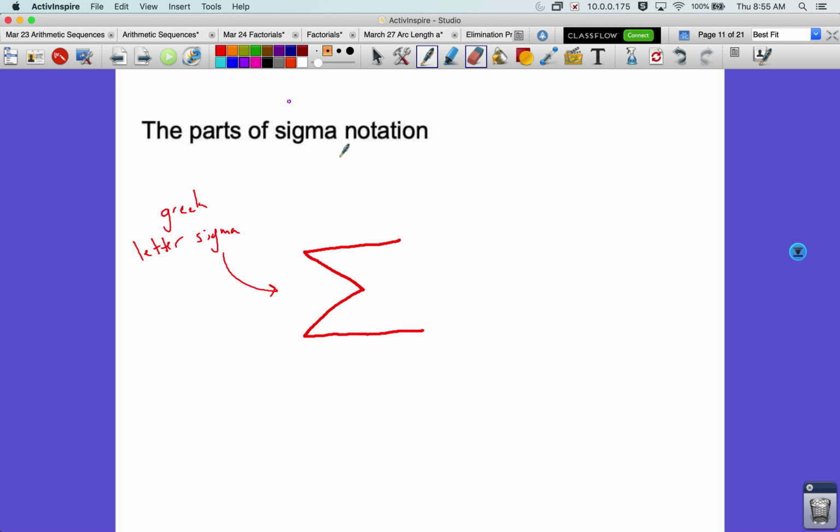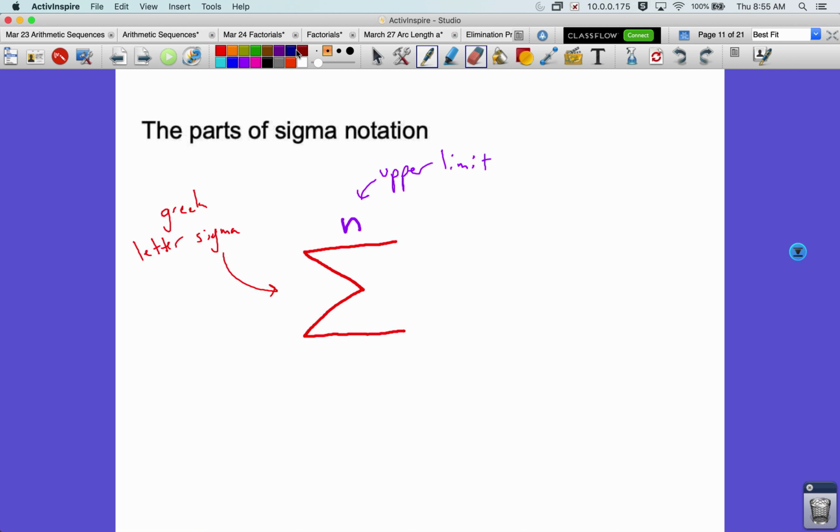All right, on top of that sigma, we're going to see a number. This is the upper limit. If there's not an upper limit, then we put an infinity up here. But if we are adding up a sequence with 6 terms, we put a 6 up here.